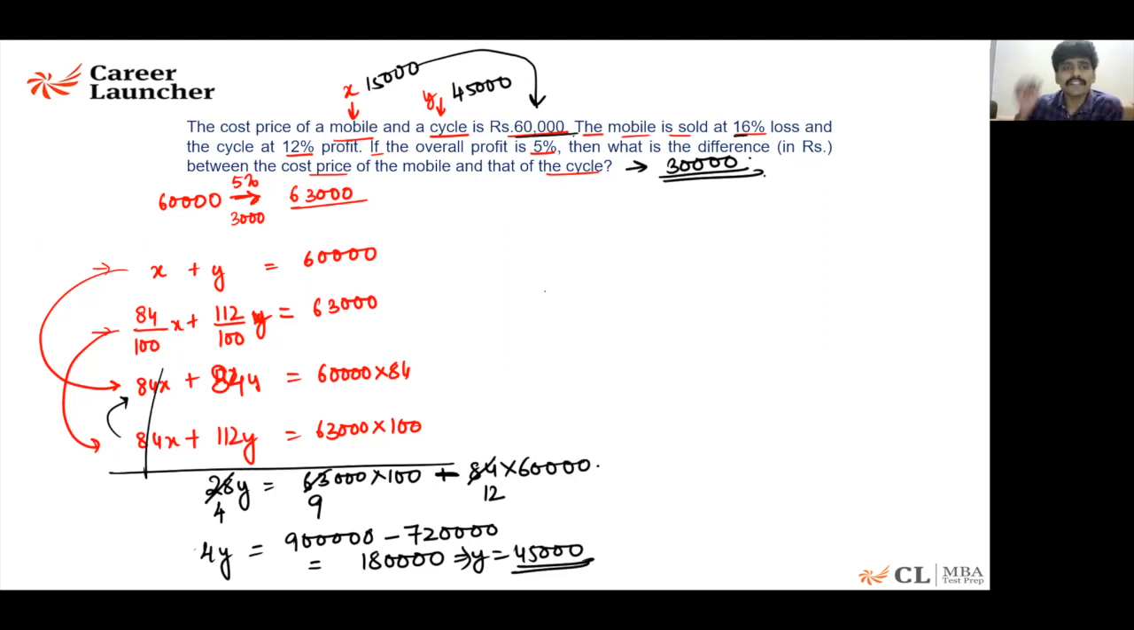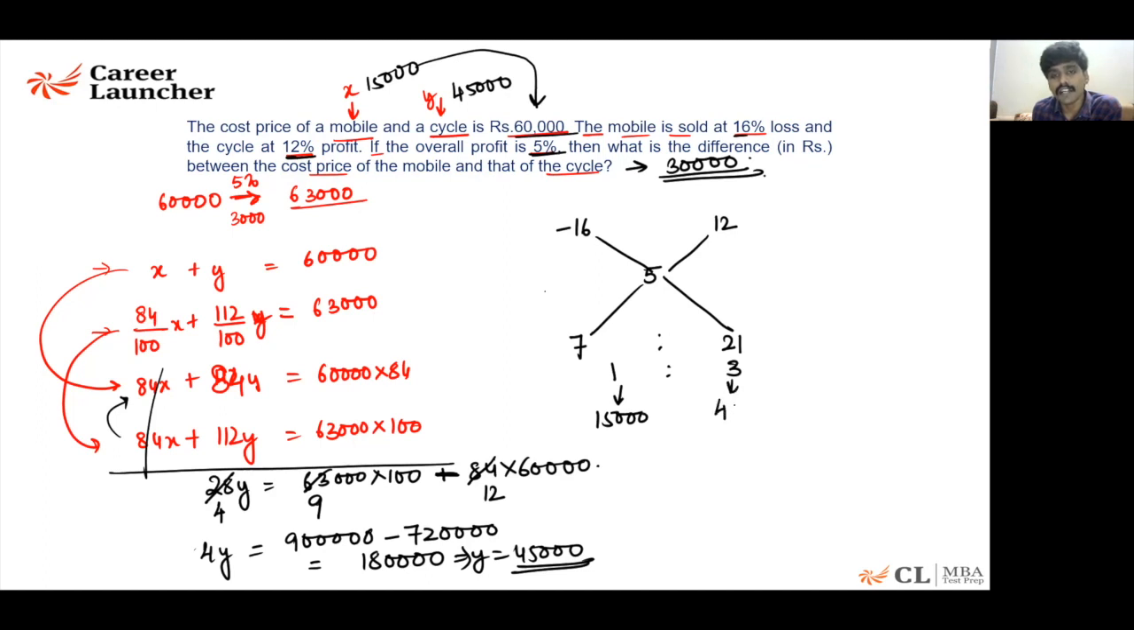If the entirety was the cost of the mobile itself, there would have been a 16% loss. And if all 60,000 is the cost of the cycle itself, there would have been a 12% profit. You ended up getting 5% profit. What ratio is this in? 12 and 5, the difference is 7. And 5 minus of minus 16, this is 21. You will get the ratio as 1:3, meaning the cost price of mobile should have been 15,000 and the cost price of cycle should have been 45,000. 1:3, it is given. So the difference should be 30,000.